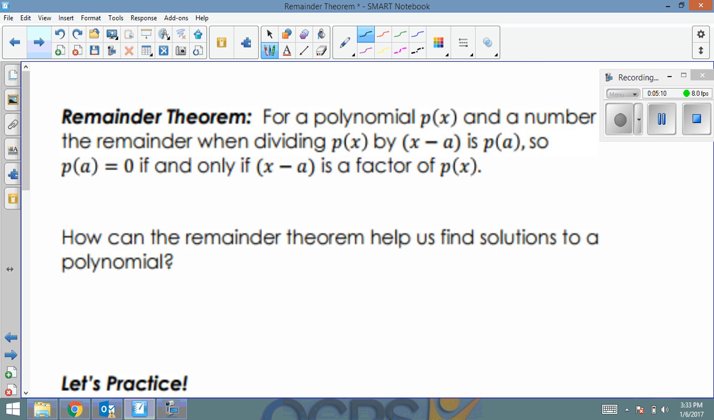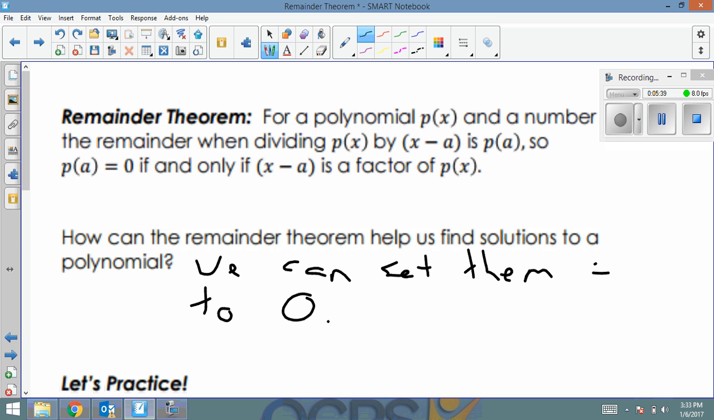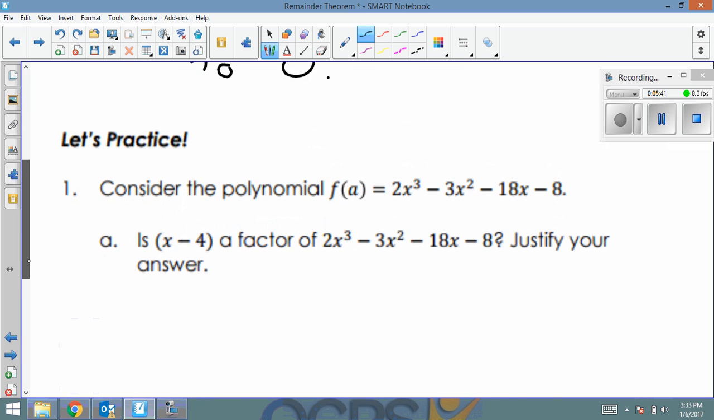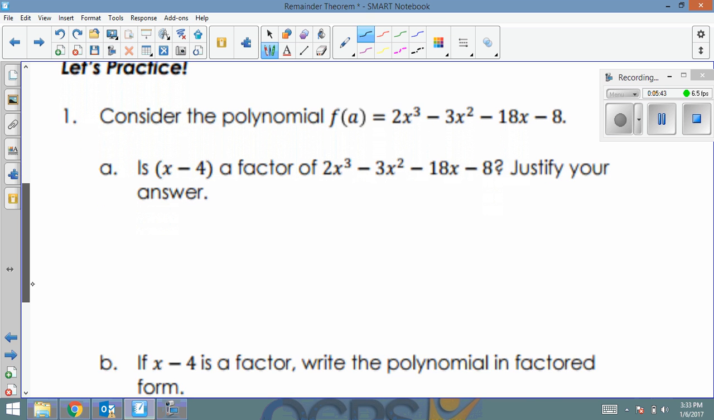So what the remainder theorem basically says is if we divide and we get a remainder of 0, then that divisor, that bottom, that denominator, is a factor of the original polynomial. So it says, how can the remainder theorem help us find solutions to a polynomial? We can set them equal to 0. Okay, when we do that, then we can solve. Okay, so it says let's practice here.